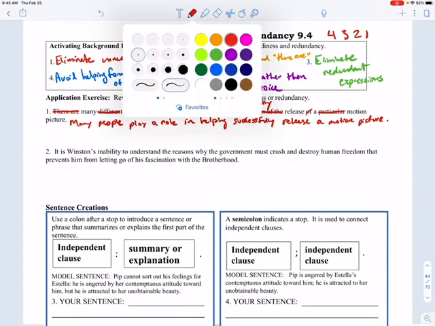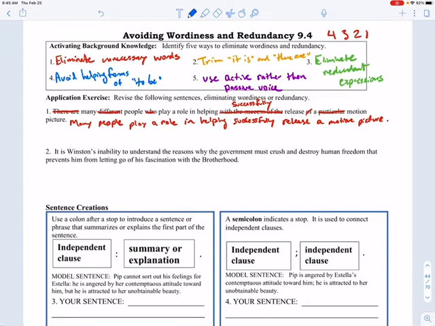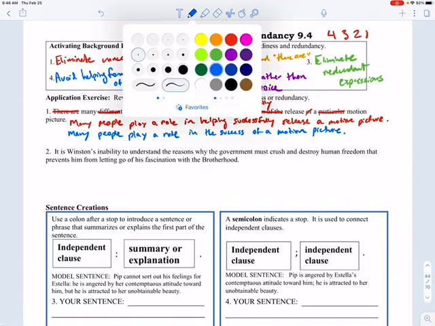Mr. Stark, what do you have for us? Mr. Stark writes, many people play a role in the success of a motion picture. Okay, so Mr. Stark pares it down even further. I wasn't sure if the author's intent was to talk about the release of a motion picture, so I chose to keep that in and focus on it. But there are certainly merits to both.